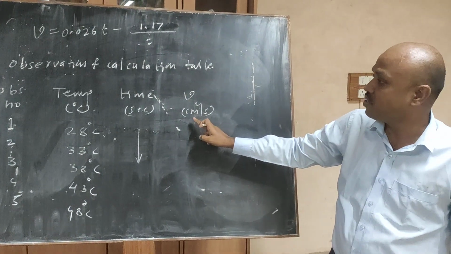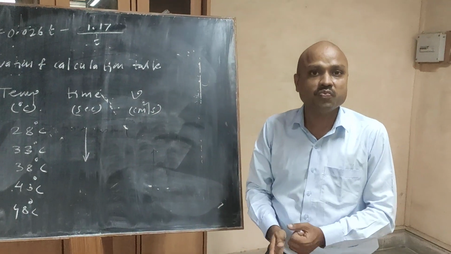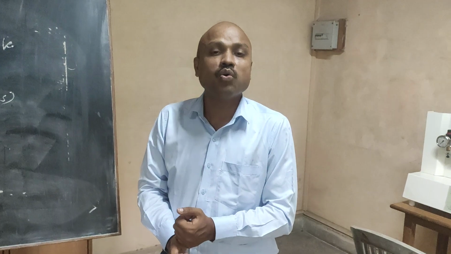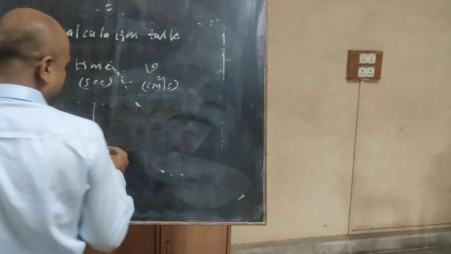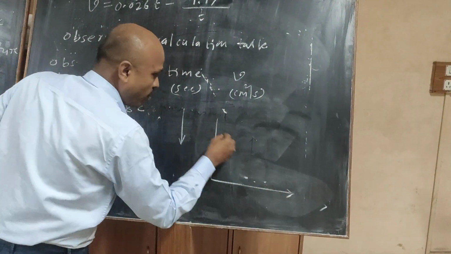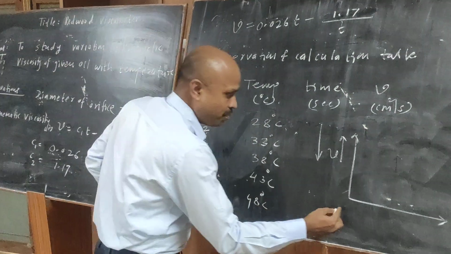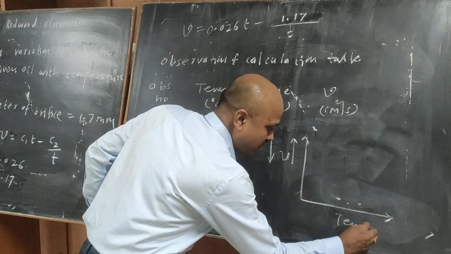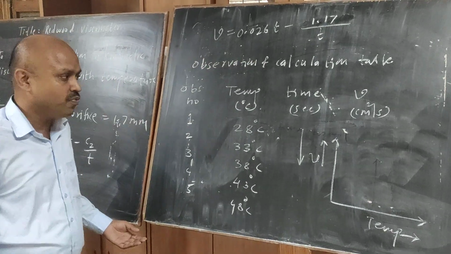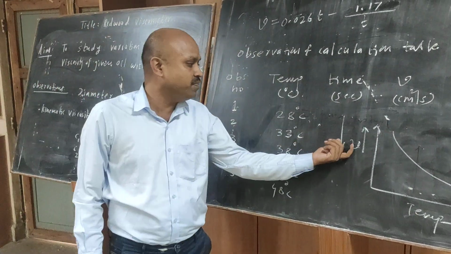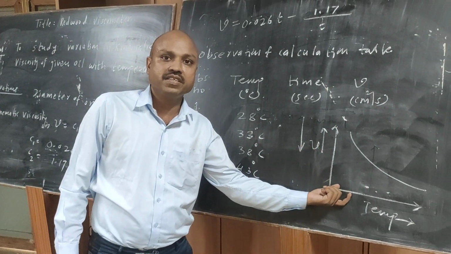Our conclusion is that in liquids viscosity is due to cohesive force of attraction. So with increase in temperature, the cohesive force of attraction decreases and hence the viscosity of the liquids decreases. As far as the graph is concerned, we are supposed to plot the graph of nu, that is kinematic viscosity in cm square per second, versus temperature. So definitely the graph will be of this kind. With increase in temperature, the viscosity of the liquids goes on decreasing. Thank you.